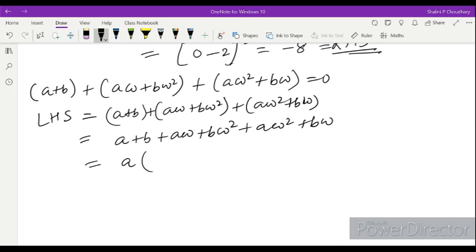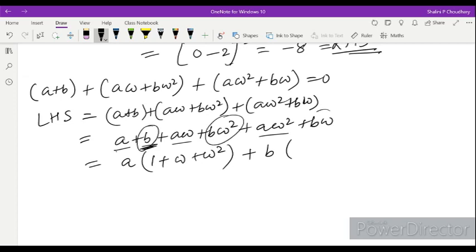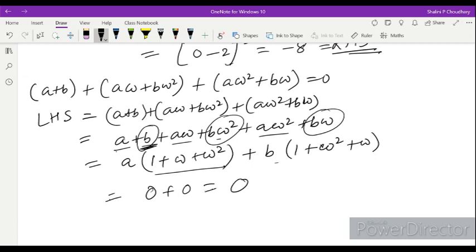So all the terms with A, we will take this one and this one. So we will take A common, so we will get 1, here we will get omega and here we will get omega square. Similarly, now we will take B common. So all the terms with B, this one and this one. So when we take B common, we will get 1 plus omega square plus omega. And as we know that this value is equal to 0, so A into 0 will be equal to 0 and plus B into 0 will be equal to 0. So what value are we getting? 0, and that is equal to RHS, hence proved.